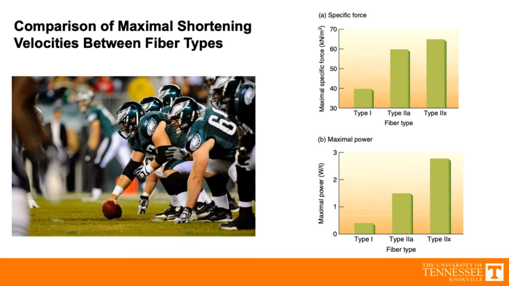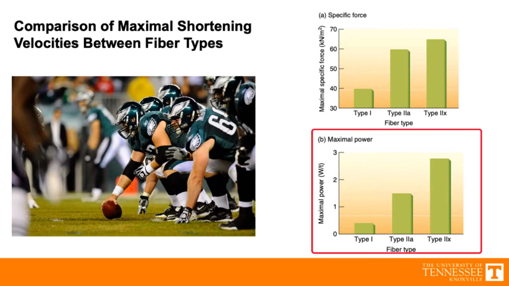Now, for most sports, what you're actually most concerned with is what is the maximal power, right? Because power factors in not only the force, but also the speed at which that force can be generated. For most sports, there's some sort of explosive component to those sports. So I have the example of a lineman in football, right? That needs to be a very explosive movement to be a successful lineman. And you can see that the same pattern holds true based on the other 2 independent characteristics, that the maximal power is generated by those type 2X fibers, and really the smallest, most minimal power is generated by our very tiny type 1 muscle fibers.